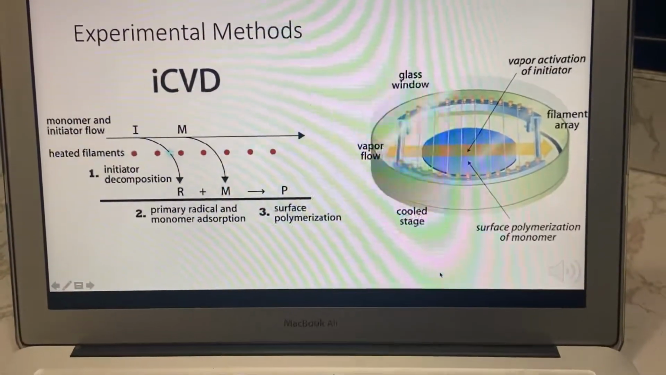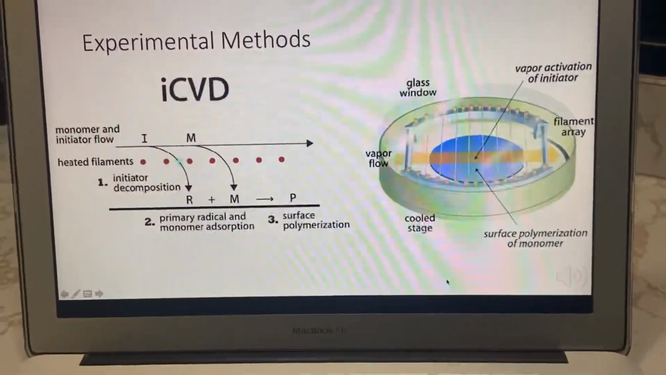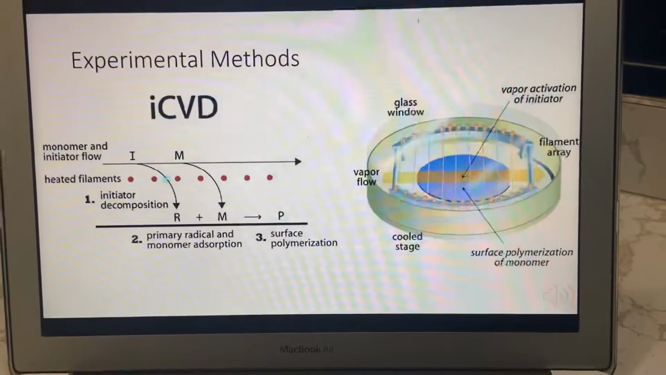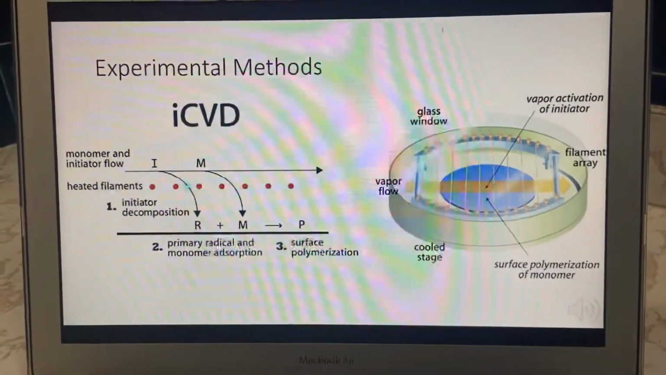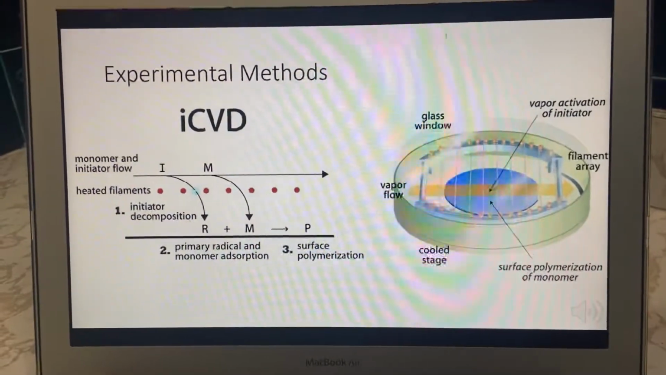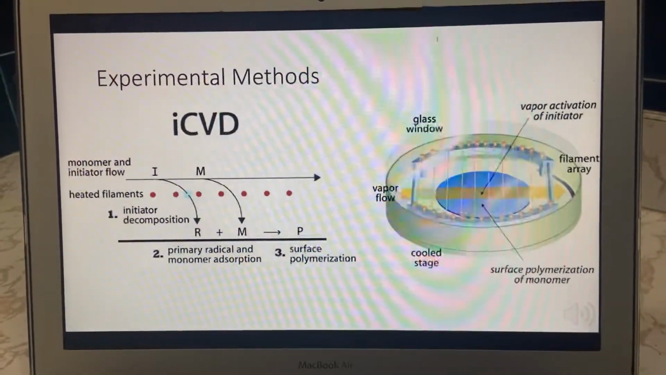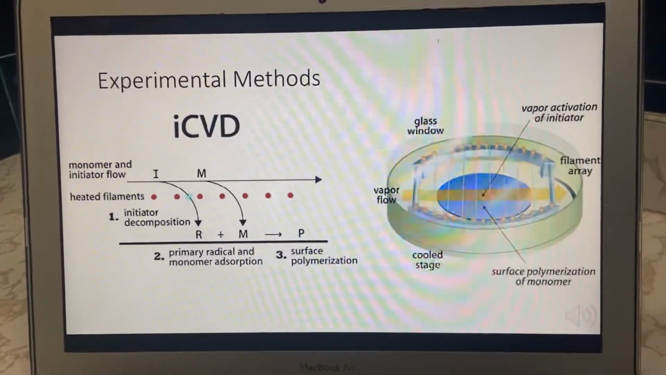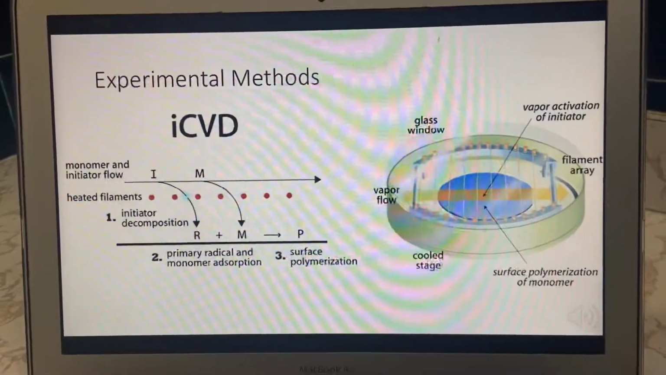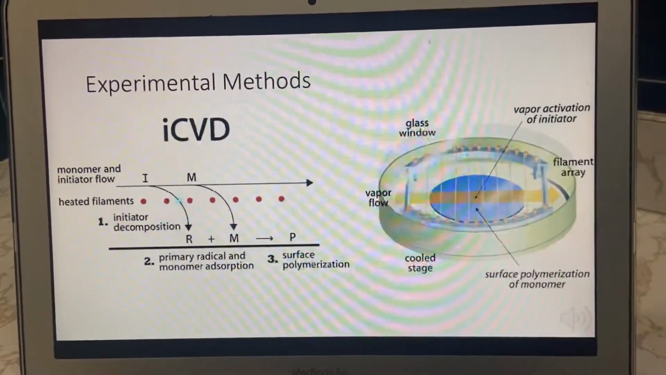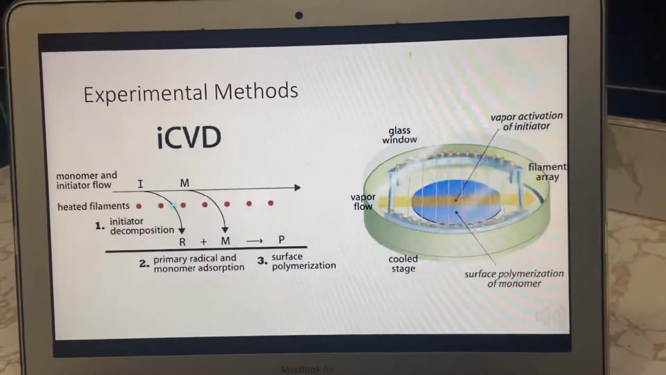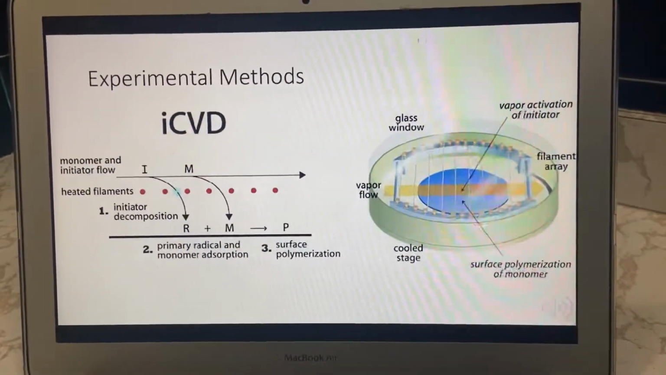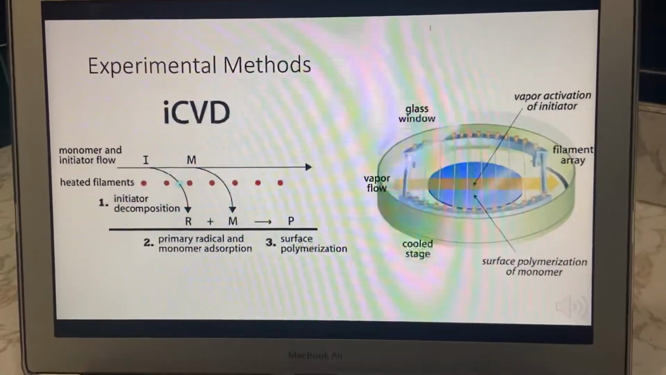So here we have a very simplified overview of the CVD process, or rather the iCVD process. It begins with an initiator species being introduced into the system, where it dissociates because of thermal decomposition, as shown through the interaction with the heated filaments. And then the activated initiator is attracted to the surface, and once a monomer molecule meets it, they react and form product on the surface.